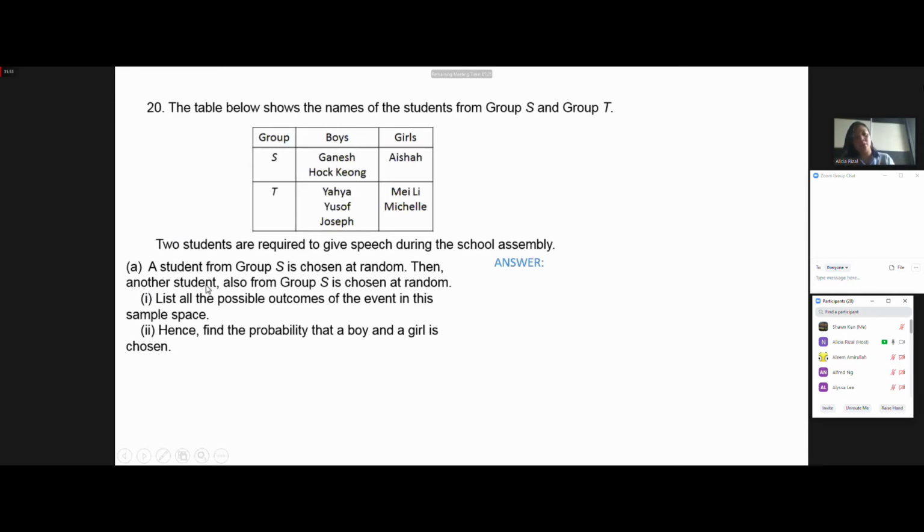So question A, you look at your experiment. A student is chosen from group S, and the second student you also choose from group S. So for Roman 1, list all the possible outcomes. It's only from your group S. So I can have all of these: Ganesh, Hong Kyong; Ganesh, Aisha; Hong Kyong, Ganesh; Hong Kyong, Aisha; Aisha, Ganesh; and the last one, Aisha, Hong Kyong. Okay, so that's Roman 1.